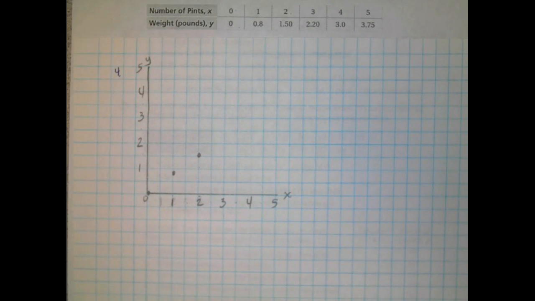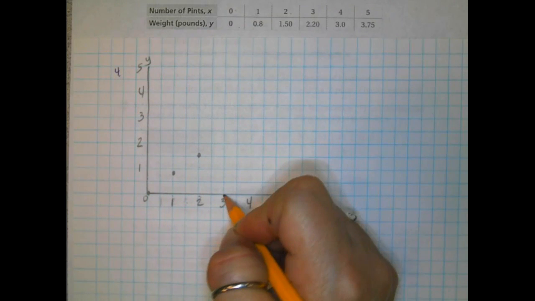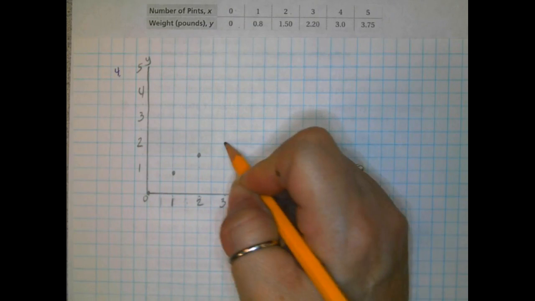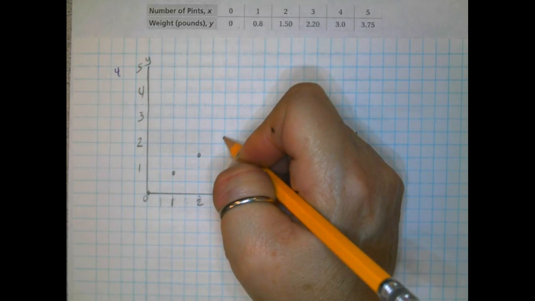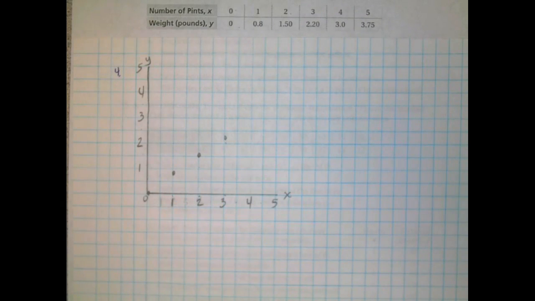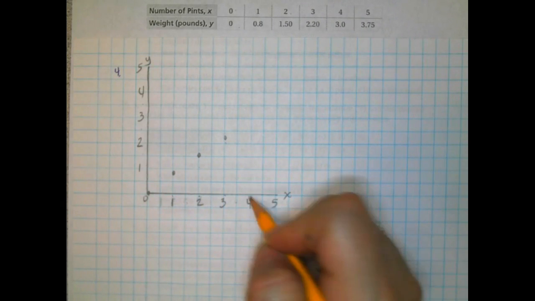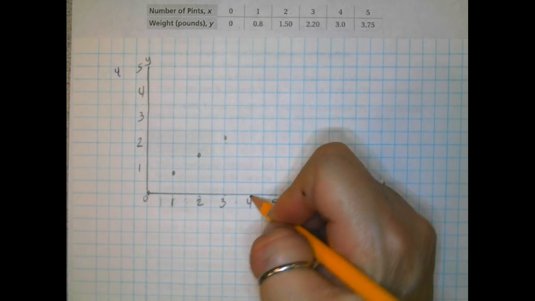I'll move it up. For 3, where am I going to be? 2.2, so just a little bit above 2, around here. Yes? For 4, where am I going to be? Exactly at 3.